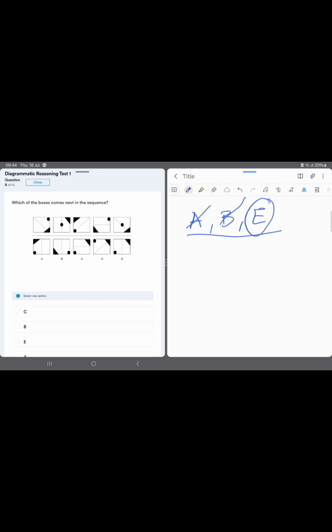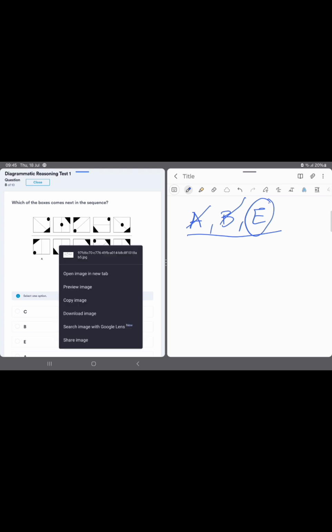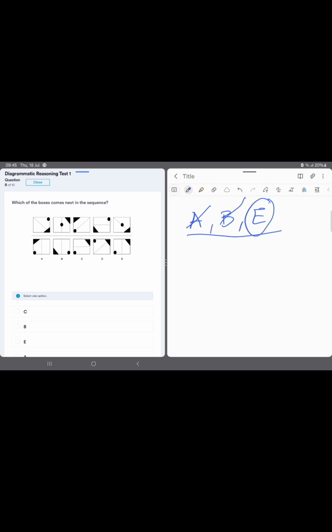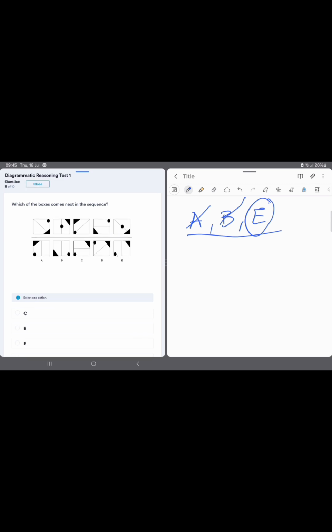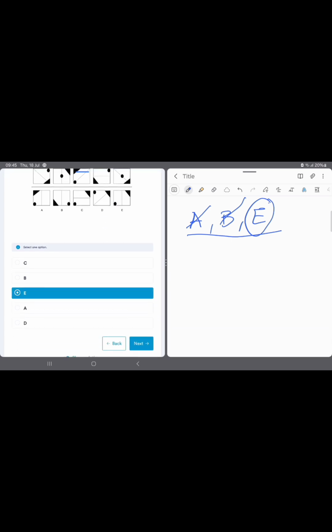Okay, and then if we look at the oval's movements, or changing pattern, we can see it starts from the top right, then moves to the middle, then goes down to the bottom left. Then it starts at the top right again, moves to the middle, then it has to come to the bottom left again. And this still gives us option E as our answer.